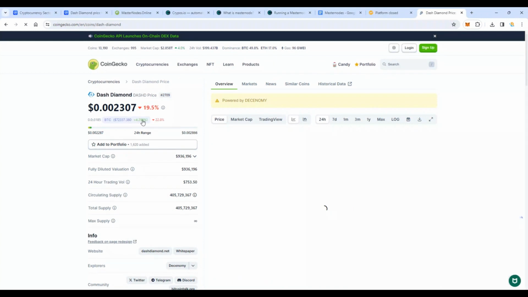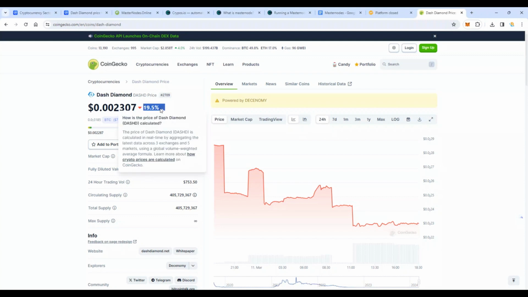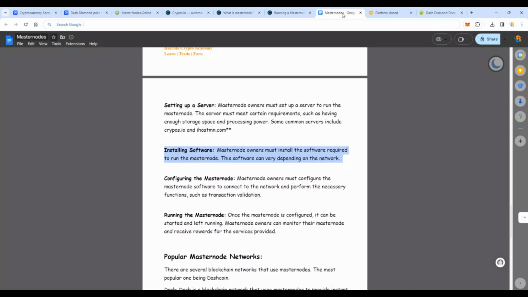Good. Now, looking at Dash Diamond, if you look at the 24-hour trading volume, it's only $753. It's less than 1,000. So you can imagine if you participate, and you can see like today, despite that other markets have been doing so well, this project is down 19.5%. That is why I said we are going to learn about it so that you understand how it's done, but most likely you're not going to participate in them, unless you find a very good project that you really want.